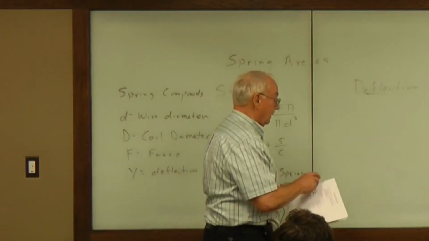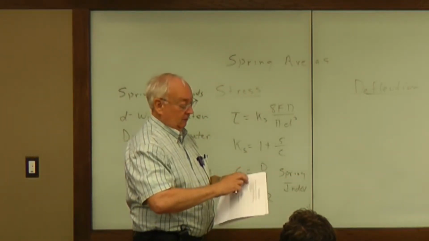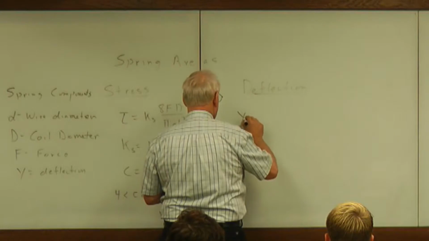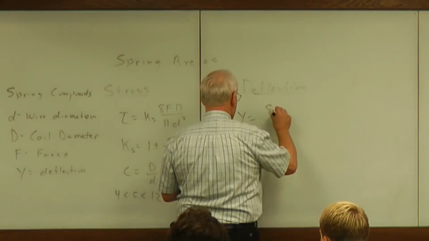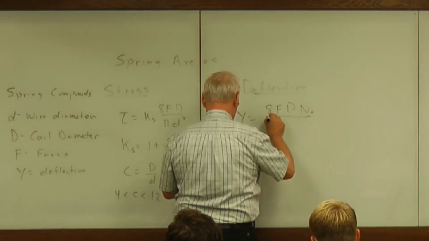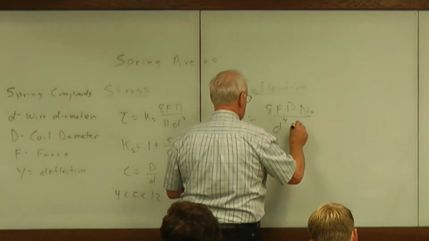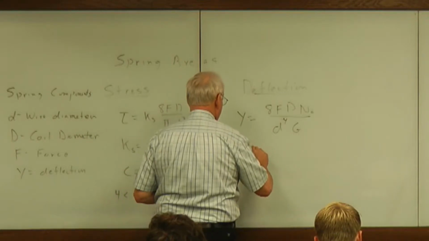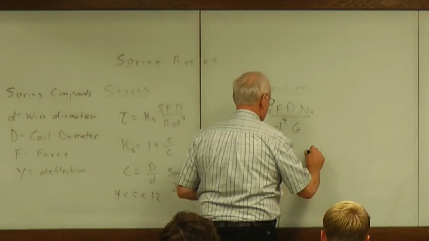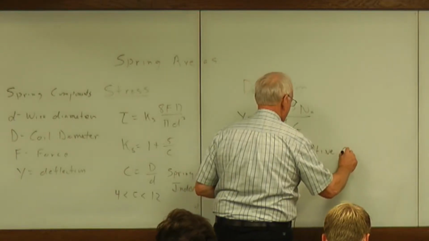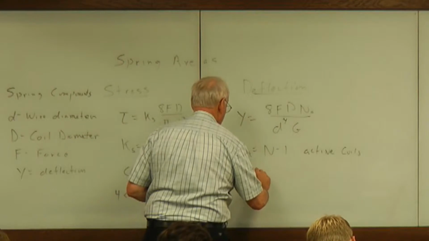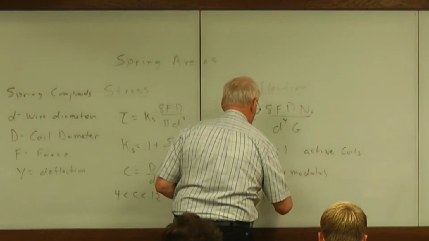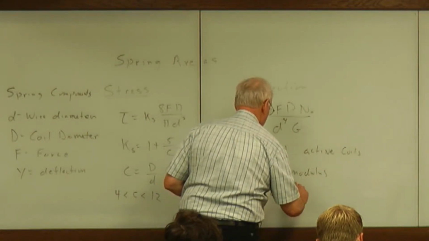Now the deflection equations, when you push on this, it goes down, of course. That's no mystery. And the deflection y is 8FD^3 NA over d^4 G. A couple new things. NA is called active coils. And G is shear modulus. For us, we're going to use 80.8 GPa.